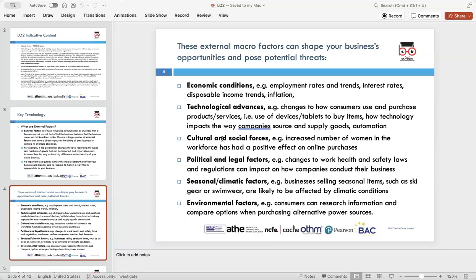Then there are cultural and social factors. The presence of cultural and social elements, such as the rise in the number of women in the workforce, has resulted in a favorable impact on the act of purchasing items online. The way in which companies conduct their business can also be influenced by political and legal considerations, such as modifications to work, health, and safety laws and regulations.